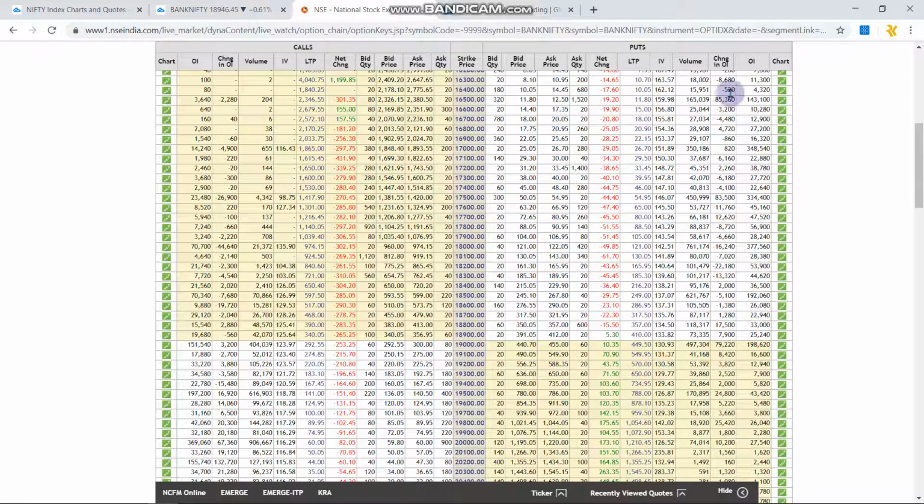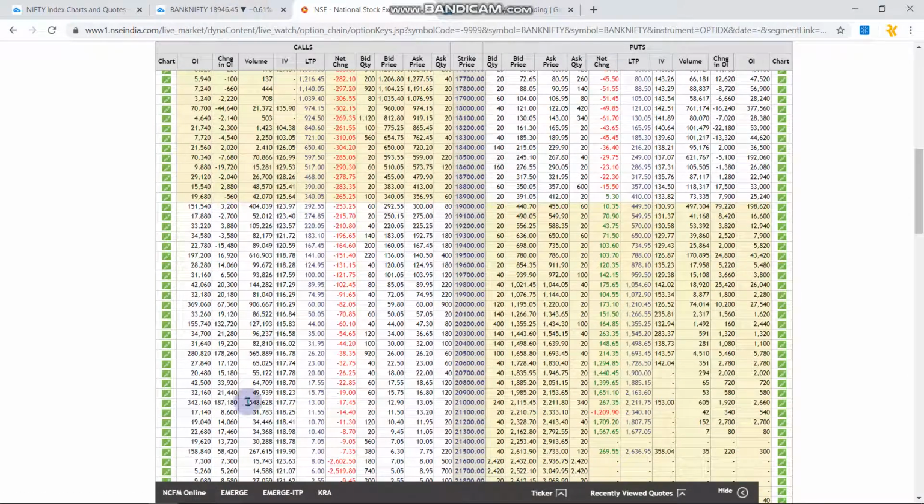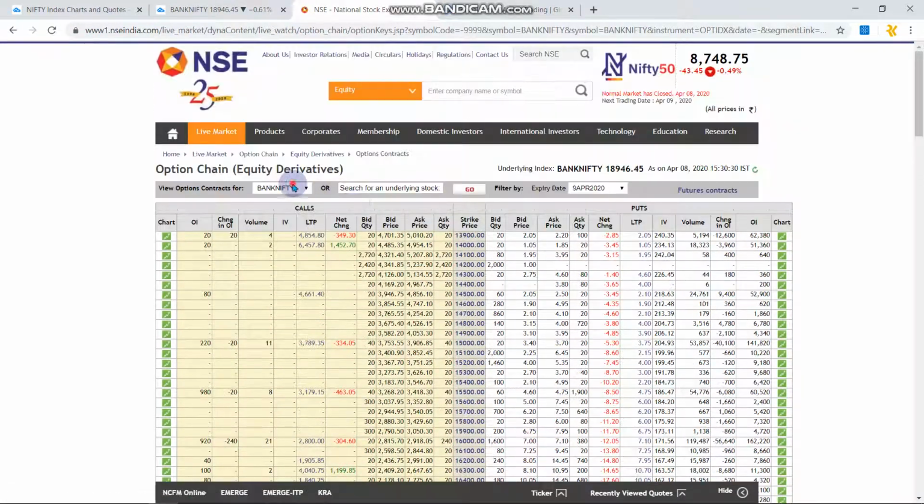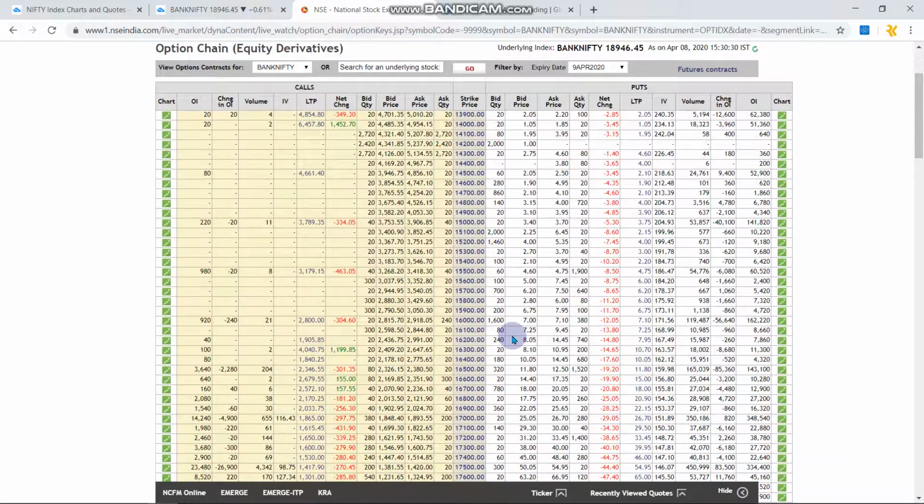So here also you can see a lot of call and put option unwinding on this side, and also here there is a good buildup happening in this range, and here a small unwinding. So this clearly suggests that Bank Nifty will also go down, and the next support it can take is this 18,000 range, and then further going down it will take a support at this 17,500. Let us have a look at Nifty option chain data, and where the next level of support is.